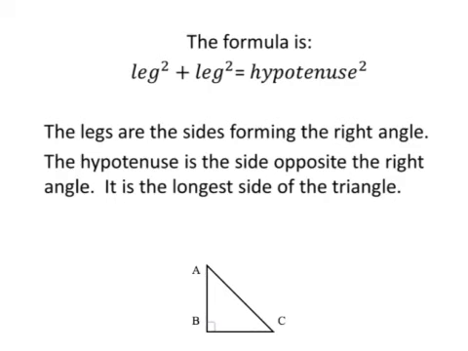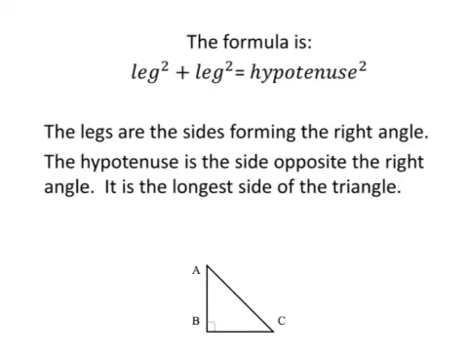So if we have a right triangle, which we have down here at the bottom, right triangle ABC, a right triangle is a triangle that has one right angle in it. The sides that make up your right angle are called your legs. So side AB is a leg, side BC is a leg. The side that is completely opposite of that is called your hypotenuse. So side AC is your hypotenuse.